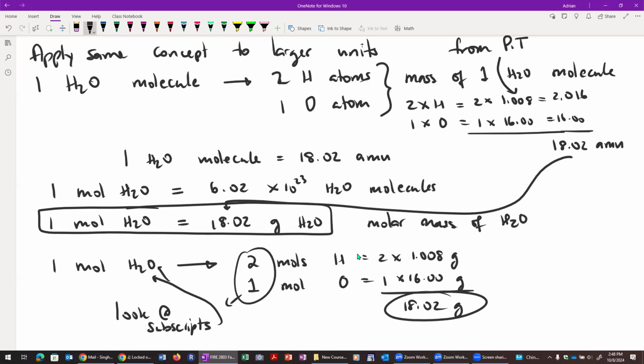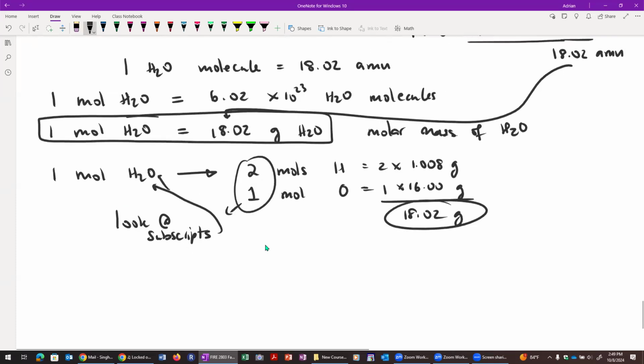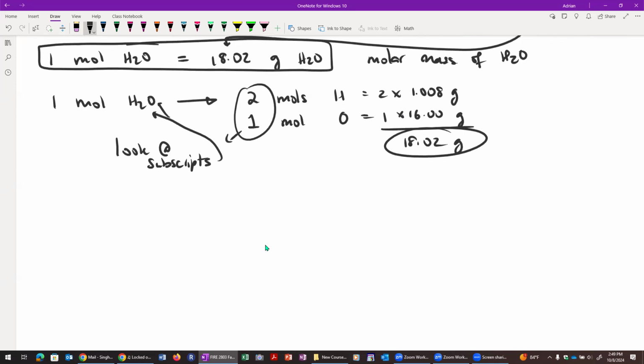So we can actually look up the individual molar masses for the elements, and we combine them, taking into account the subscripts, to calculate the molar mass for any compound, whether it's different types of compounds. In this case, we have molecular compounds. It's the same idea. Let's take a look at another example.